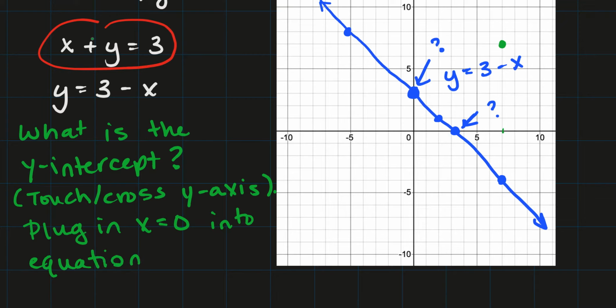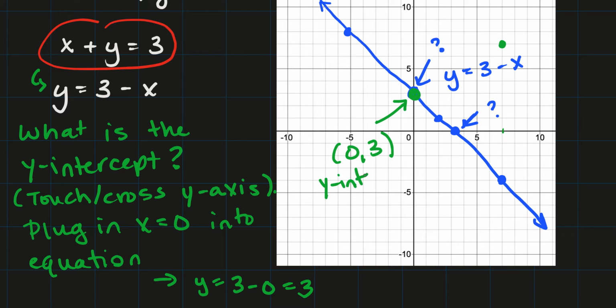So our equation is x plus y is equal to 3. And we solved for y. We said y is 3 minus x. So if we plug in 0 for x, we'll get y is equal to 3 minus 0, which means y is 3. So we cross at 0, 3. That is our y-intercept. And we found that point earlier. So a y-intercept is when your x is 0.